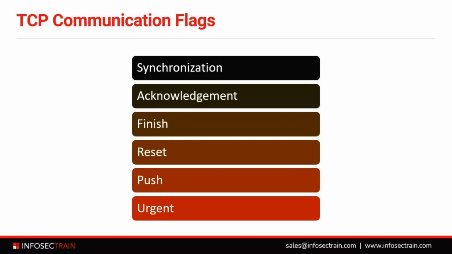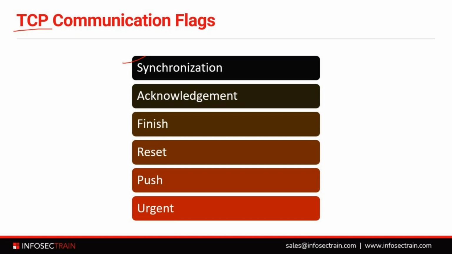Now, whenever any communication happens in TCP, right? TCP stands for Transmission Control Protocol. Whenever any communication happens in TCP, we always use these flags for the communication, to give some information. So there are generally 6 flags which are used in the communication. The very first one is the synchronization flag.